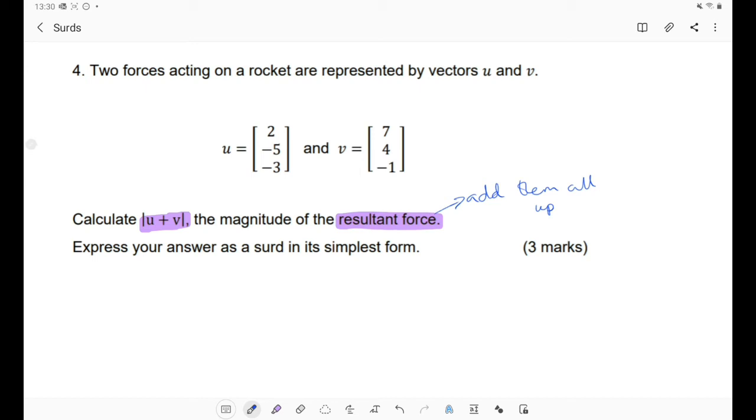So calculate U plus V, resultant force, add them all up, express your answer as a surd in its simplest form. First step, add them all up. So U plus V equals (2, -5, -3) plus (7, 4, -1). Notice I've still got my vector brackets on there. If I didn't have my vector brackets, I would lose a mark.